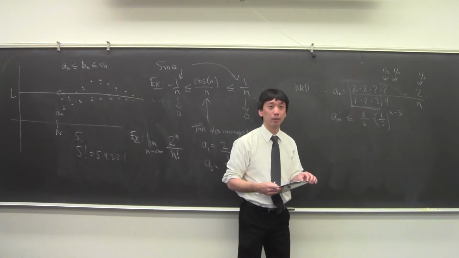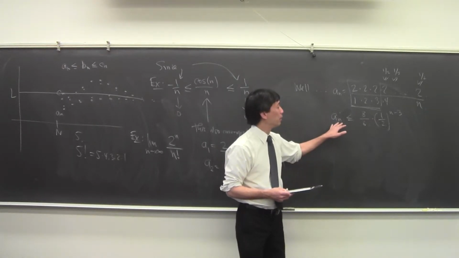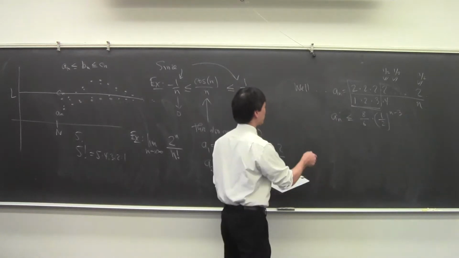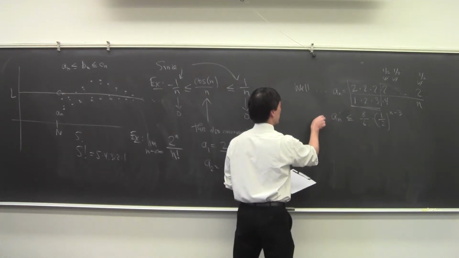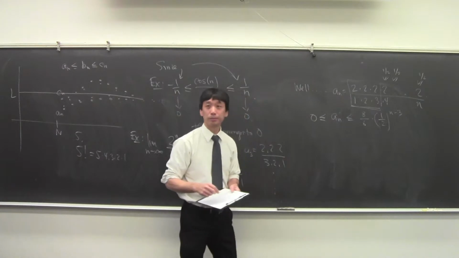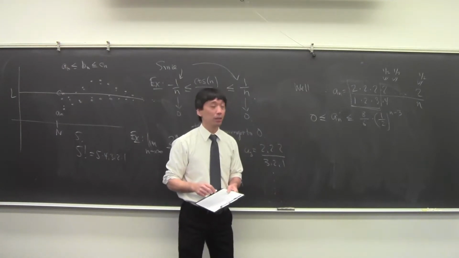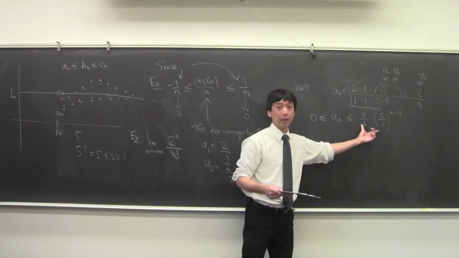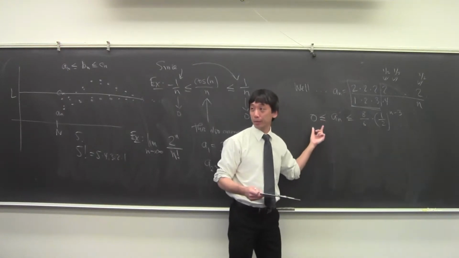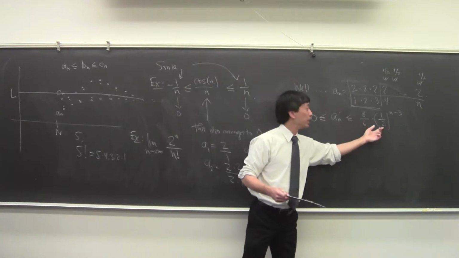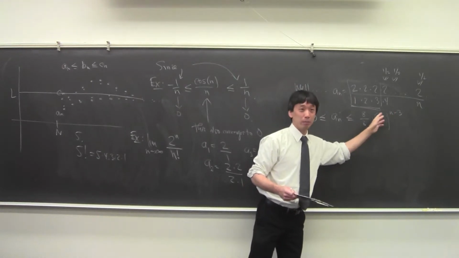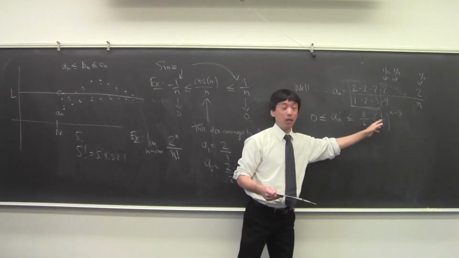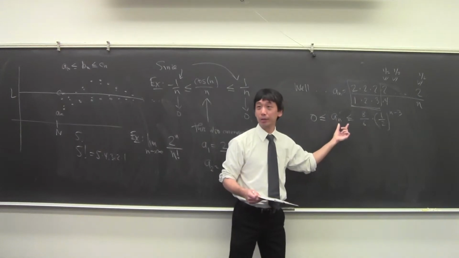Right? Okay. And also, I know it's bigger than or equal to 0. So this is going to be my squeeze. I've got the lower guy, I've got the upper guy. The lower guy goes to 0. The upper guy, as n goes to infinity, is 1/2 to the n minus 3, which is also going to go to 0. And so the guy in the middle has to go to 0.